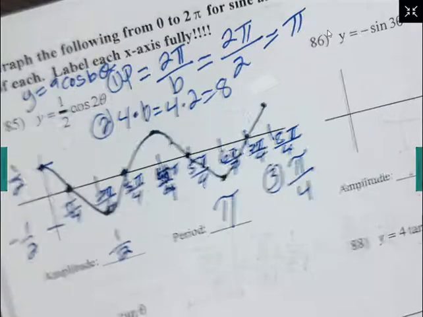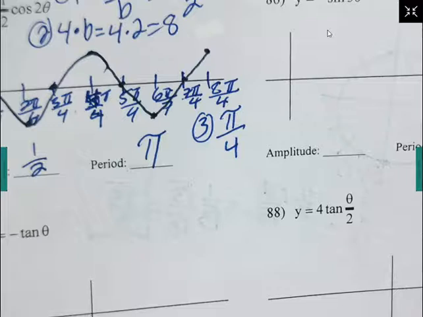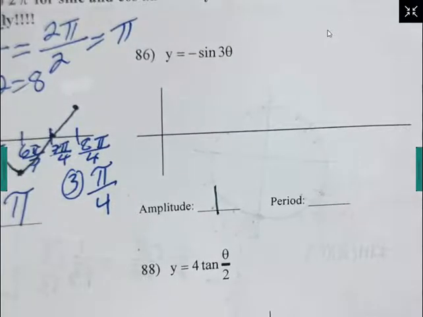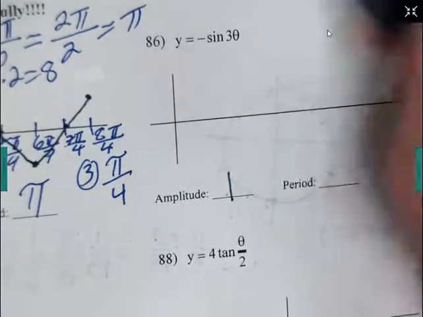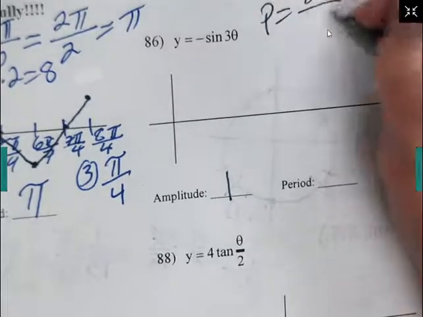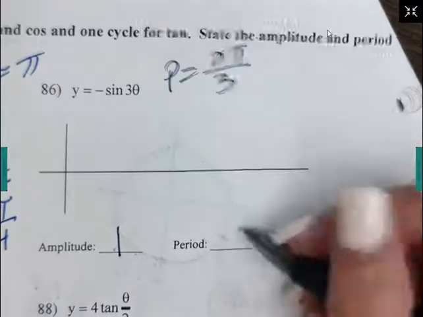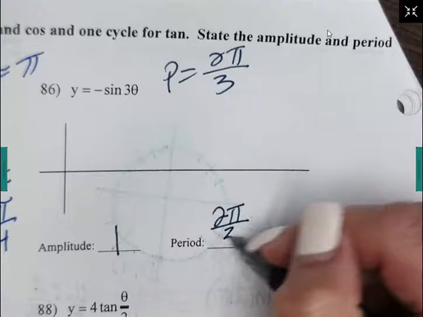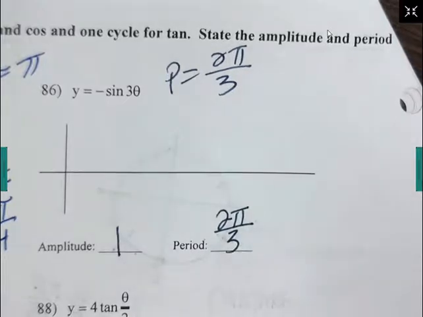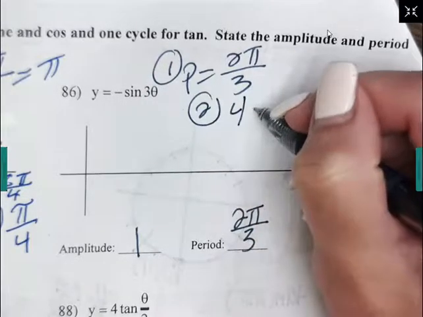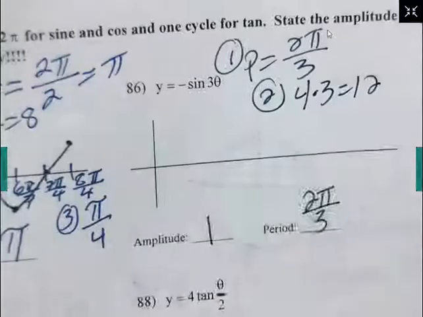Number 86. So we're going to do the same thing we did before, which is first find our amplitude, which is 1. You're not going to have a negative amplitude, so the amplitude is really just the absolute value of A. Now, the period is equal to 2 pi over b, and in this case, b is 3, right? So that's your period. Period is 2 pi over 3, and the next thing we want to determine is how many equal sections we're going to break up 2 pi into, and we do that by multiplying 4 times b, which is 3, and that gives us 12.